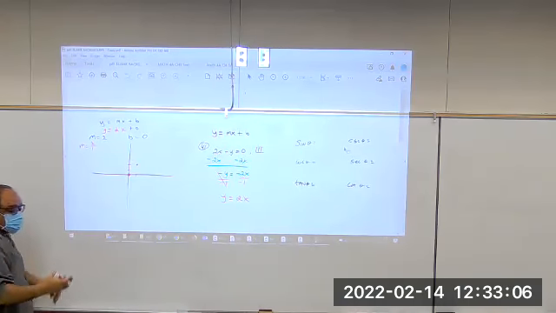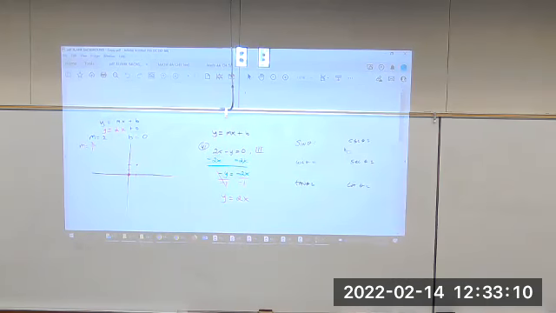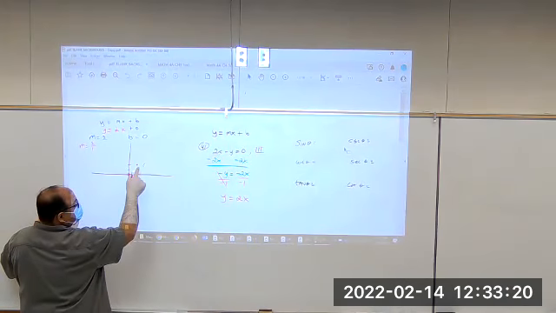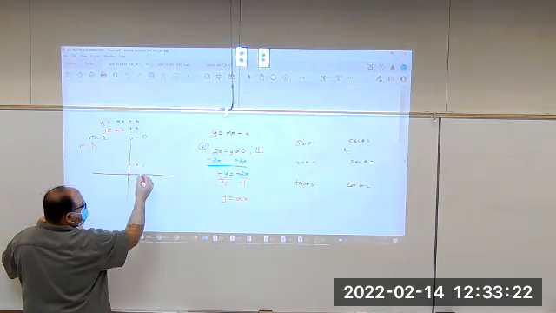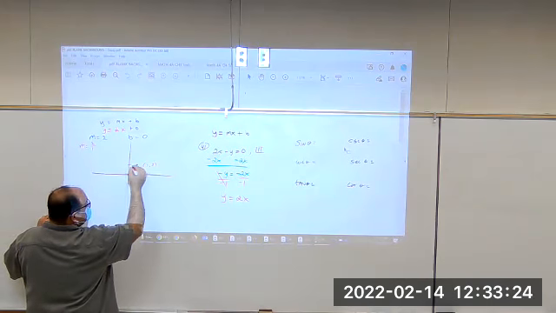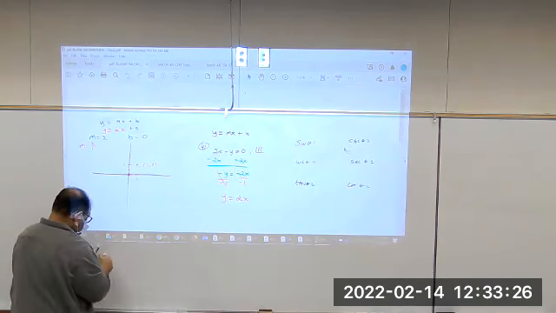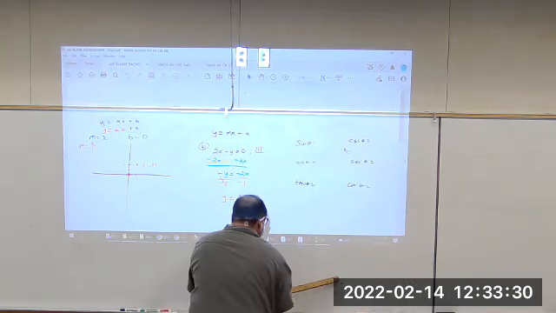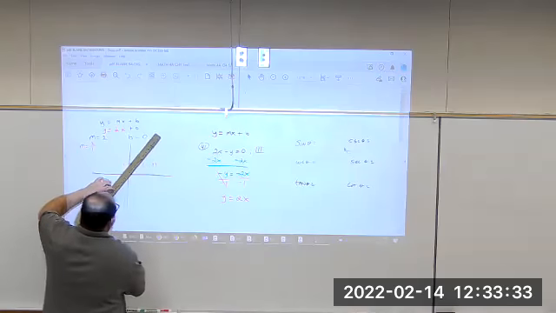The direction said, find all 6 trig ratios by finding a point on the line. Oh, I went up 2 and over 1. I just found the next point on the line, x is a 1 and y is a 2. Finding a point on the line.